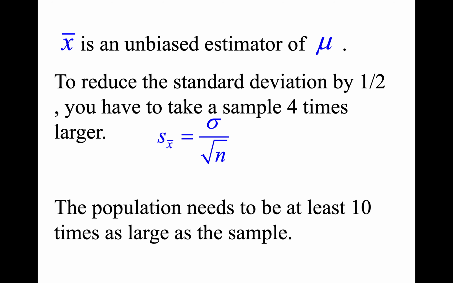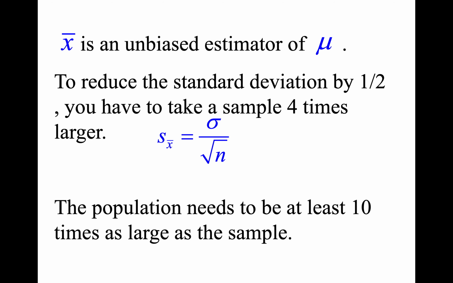So X bar is called an unbiased estimator of mu. If you remember, in the proportion one, I did the little arrows shooting into the target. So X bar is unbiased. To reduce the standard deviation by half, you have to take a sample 4 times larger, because this is the formula for the standard deviation of your sampling distribution of X bar. You take the standard deviation of the whole population and divide by the square root of n, whatever your sample size. So for example, if you took a sample 4 times larger, the square root of 4 is 2, so you would chop your standard deviation in half. That's something good to remember.